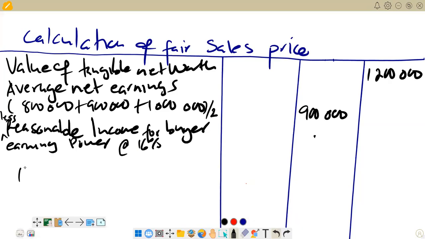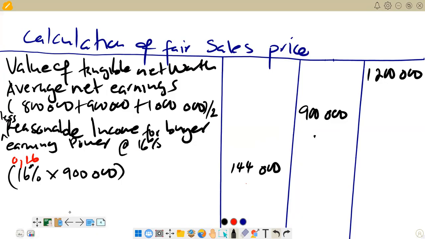We have got the 16% that we are given, and we multiply the 16% times this 900,000. So we say 16% times 900,000. Remember, 16% as a decimal is 0.16. You can say 16% there, or you can present it as a decimal by saying 0.16. Then you punch it in your calculator times 900,000, and the answer that you are supposed to get there is 144,000.